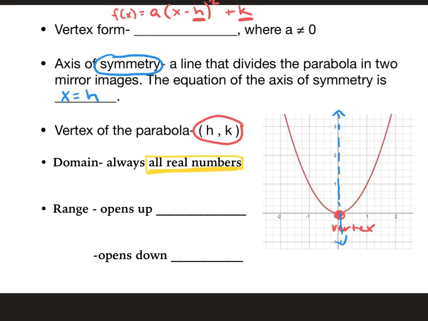The range, when our parabola opens up, our range is going to be from k to infinity. And we put a bracket on k because this means we include k. So k is going to be some real number. And since infinity is not a real number, we put a parentheses there. So when our parabola opens up, our range is k to infinity. And then when our parabola opens down, our range is from negative infinity to k.